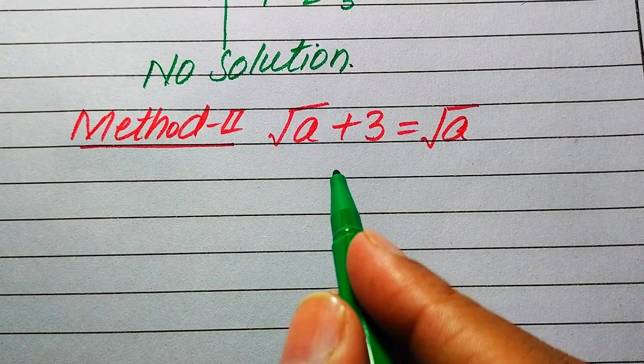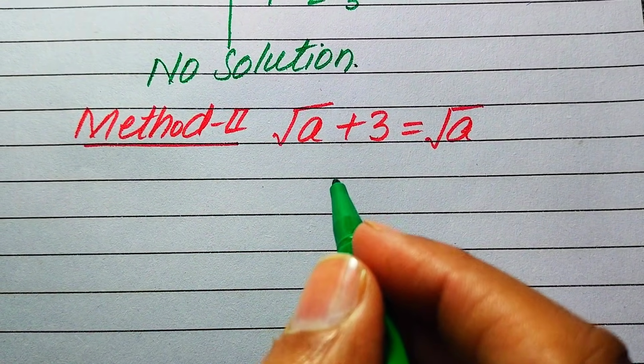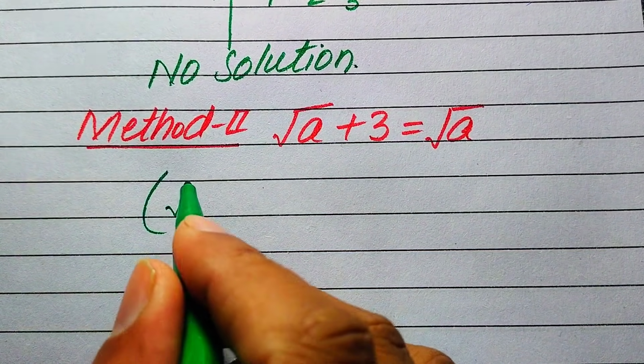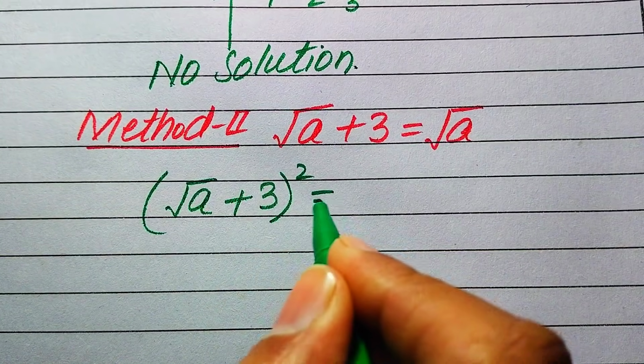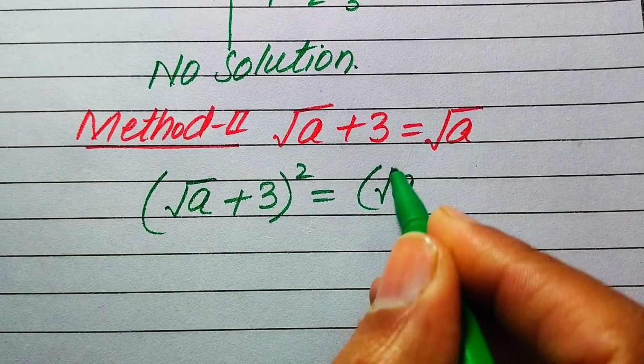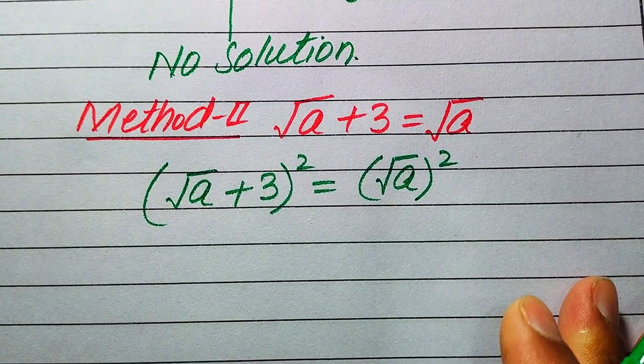In the second method we need to square both sides, and when we take squares, it will be written as square root of a plus 3 whole square is equal to square root of a whole square.